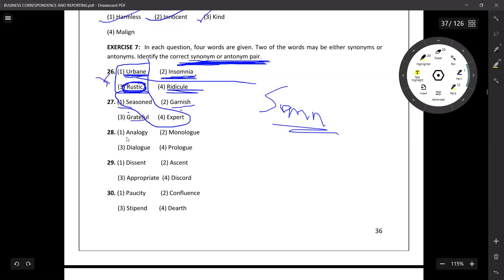Okay. 28th one. Come on. Very easy. Very, very easy one. Everyone should get it right. Good. Monologue and dialogue. Monologue means mono, one person is talking. I'm talking, you're listening. That's a monologue. If you're having a discussion or two-way conversation, that's a dialogue. So one way, two way.